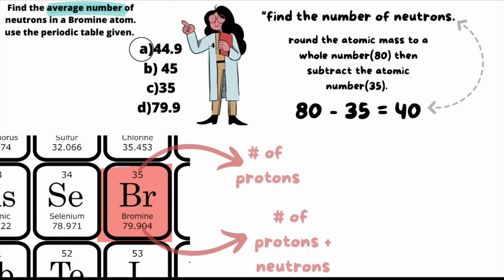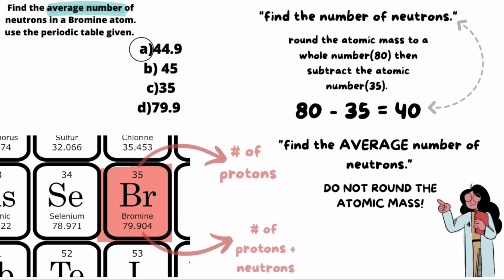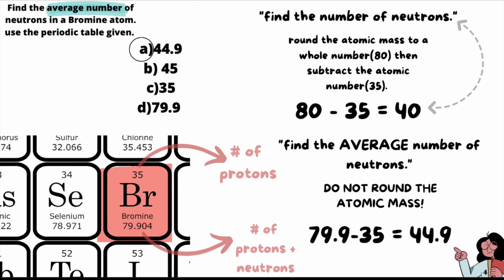Now the question is asking the average number of neutrons, emphasis on average. To do this, you would not round the atomic mass. Again, don't round the atomic mass. So 79.9 minus 35 is equal to 44.9, and 44.9 is the average amount of neutrons in a bromine atom.